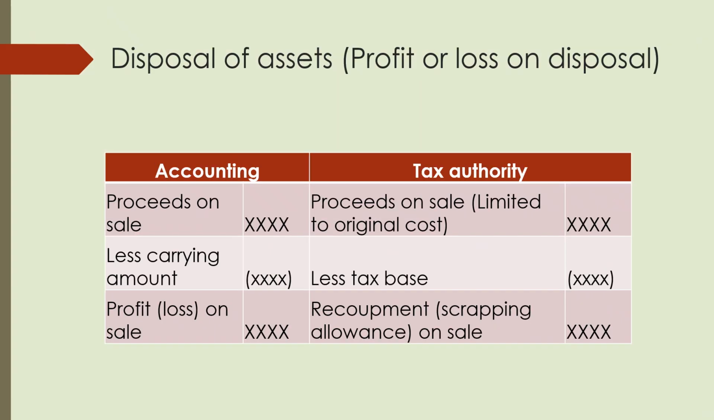Disposal of assets. Profit or loss on disposal. For the accountant, the proceeds less the carrying amount would give a profit or a loss on the sale of an asset. However, for the tax authority, the proceeds on the sale of the asset less the tax base will give a recoupment where there is a profit and a scrapping allowance where there is a loss.